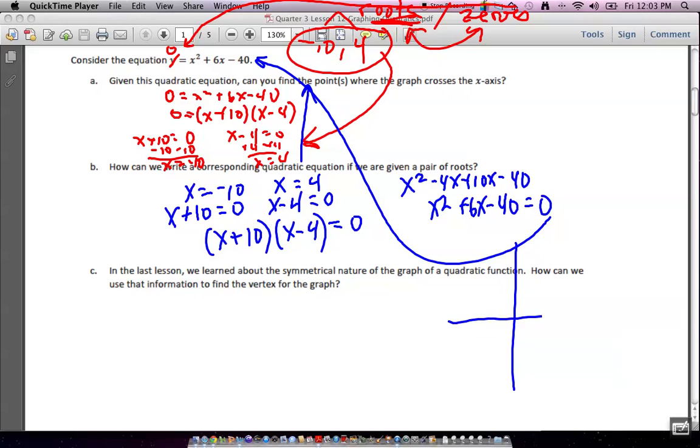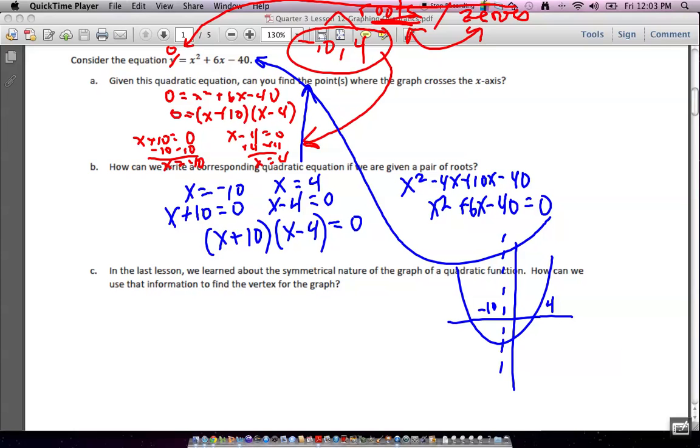If the roots are negative 10 and 4, doesn't the axis of symmetry have to go right smack in the middle? Does that make sense? Yeah. Does that make sense? Is it that easy, or am I over your head? We're good, Michelle? Okay.